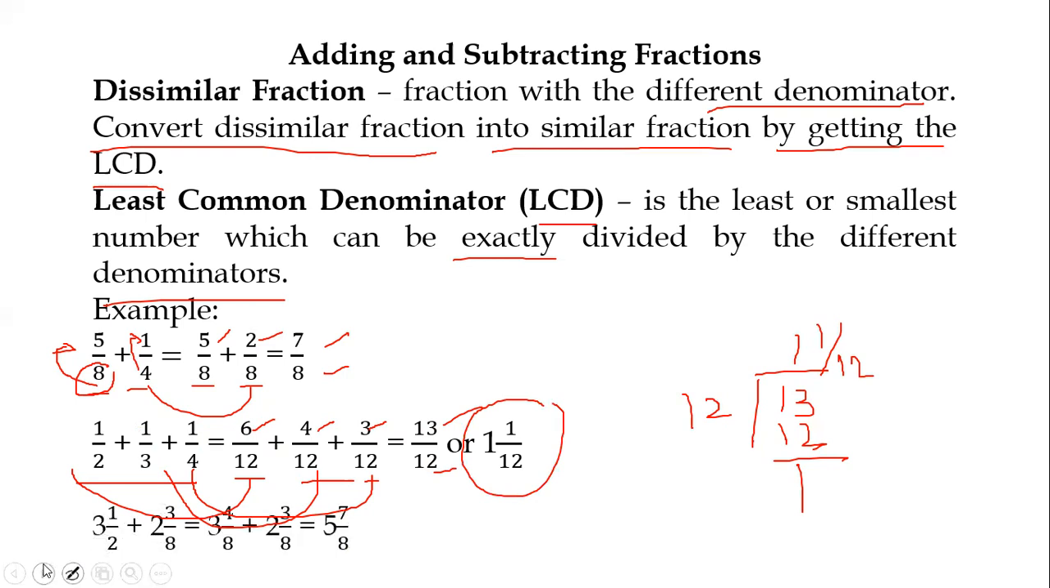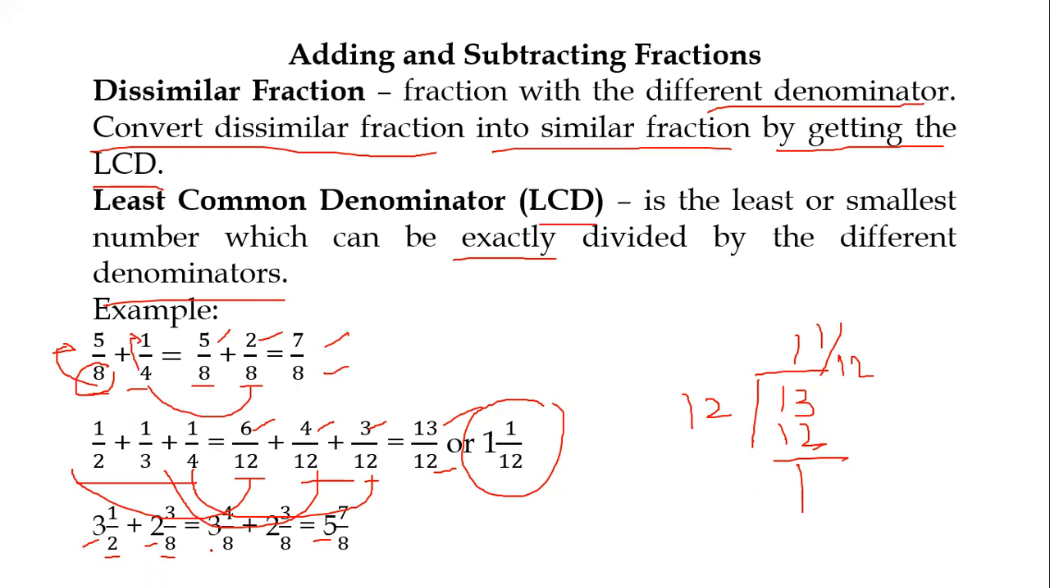Okay, next. 3 and 1 half plus 2 and 3 over 8. Pag plusin muna natin yung whole number, 3 plus 2, that's 5. Okay. Sorry, una natin gagawin ay look for the LCD first. The LCD for 2 and 8 is 8. As you can see, yung highest denominator here is 8. And then, pag ginamit natin siya, ay walang remainder na makukuha.